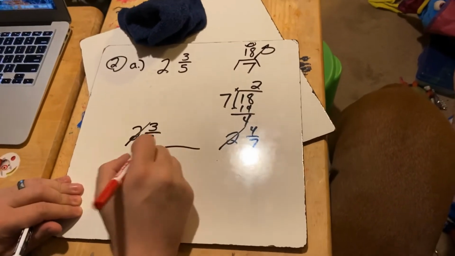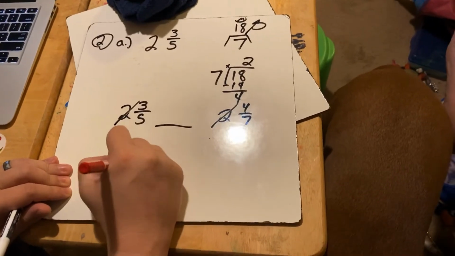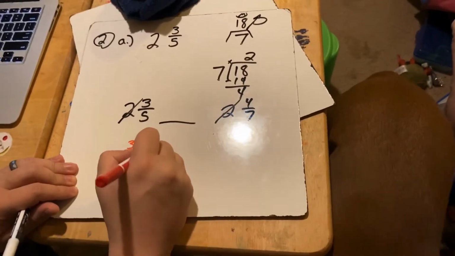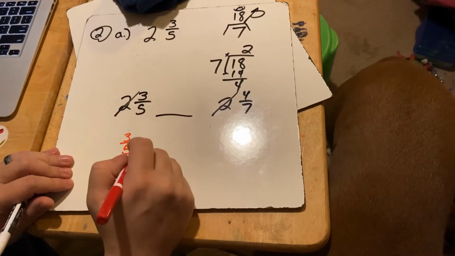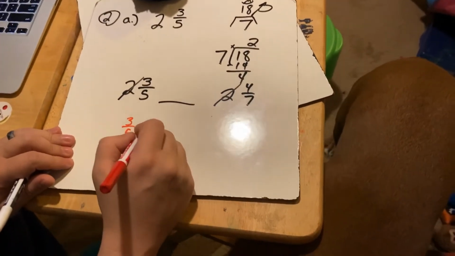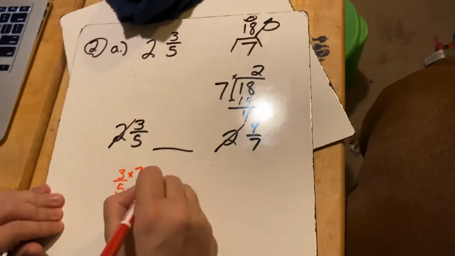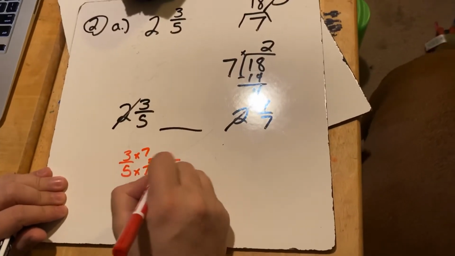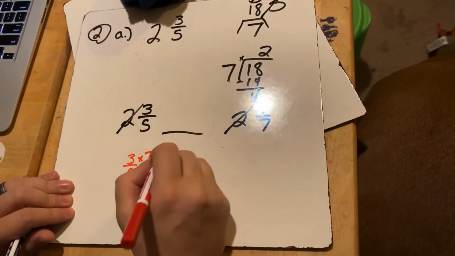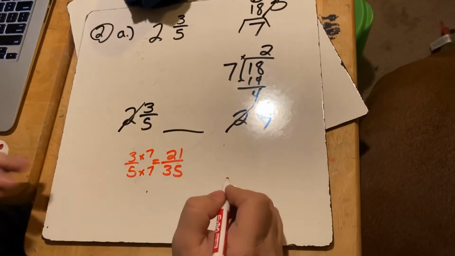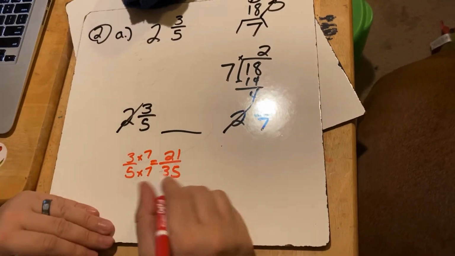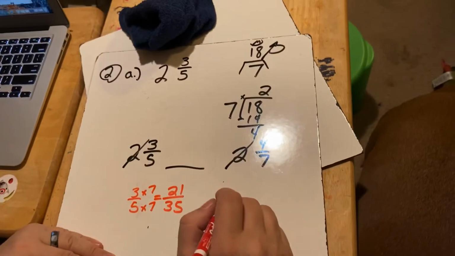If I take my 3/5 and multiply it by the denominator from the other fraction, by 7, remember, whatever I do to the denominator, I've got to do to my numerator. That's going to give me 5 times 7 is 35, and 3 times 7 is 21. Now I've got an equivalent fraction of 21/35.